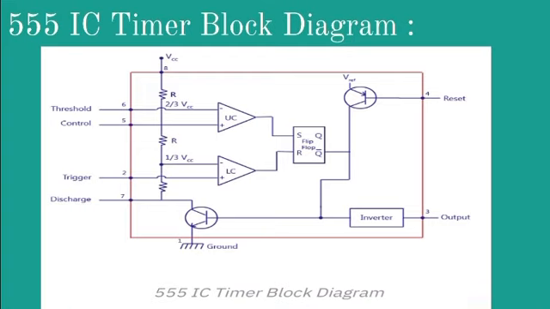Okay, so to change the output of the flip-flop from high to low, what happens is the voltage at the trigger input must fall below plus 1 by 3 VCC.